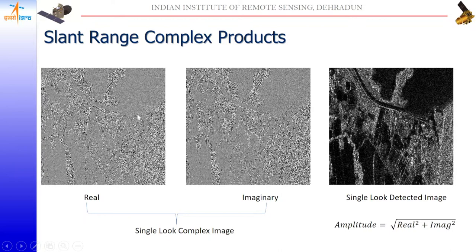You can see in this real and imaginary part we cannot distinguish the features, but as we do this amplitude image, then we are able to see the features. So if we are getting any SLC image, we have to do some calculation, taking the square root of real square plus imaginary square, to get the amplitude out of it to see the features.